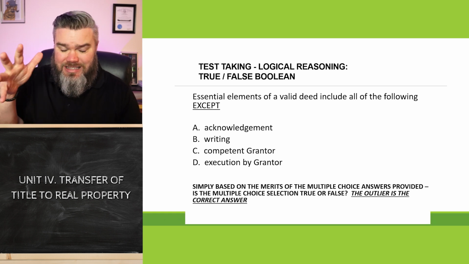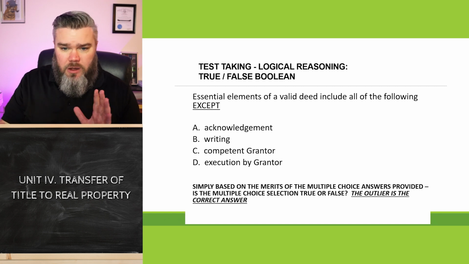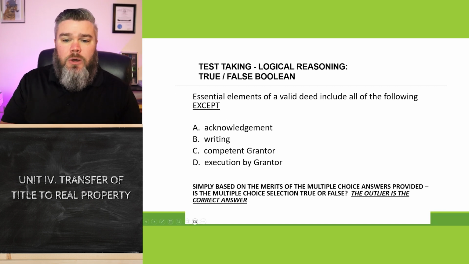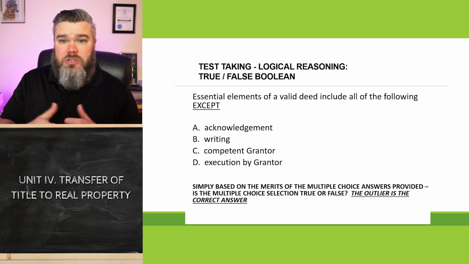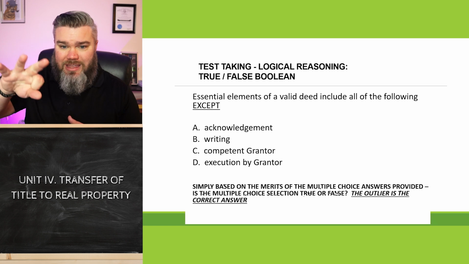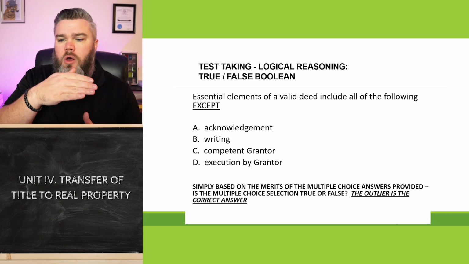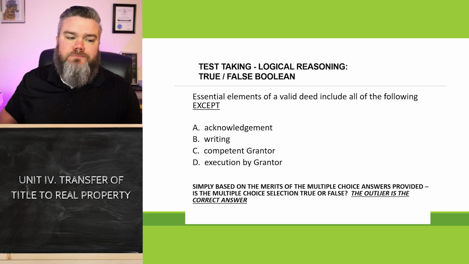One of these things is not like the other. Now, except is a negative because you're looking for the one thing that's not. This could equally be a question that says, which of the following is an essential element of a valid deed? It's the same style of question. That means there are three things that are not essential and only one thing that is. You're still looking for the outlier, the one of these things that is not like the other.